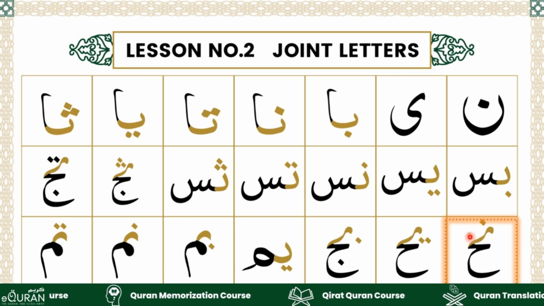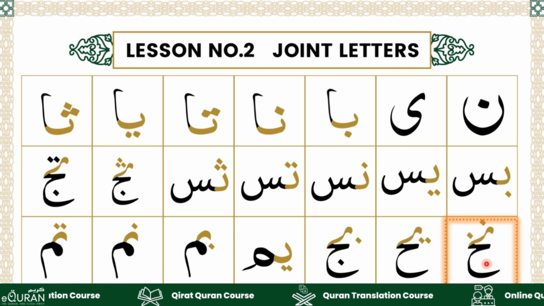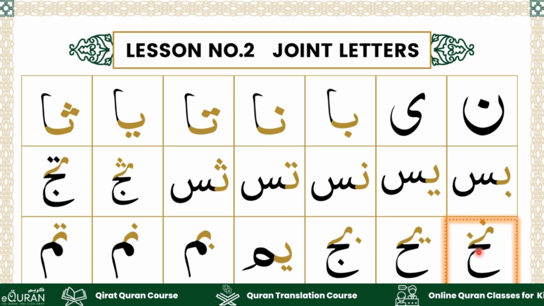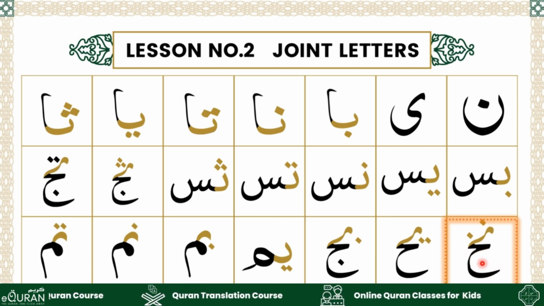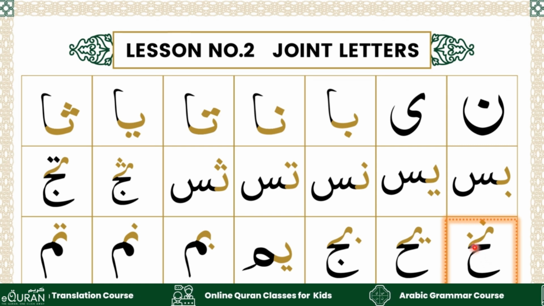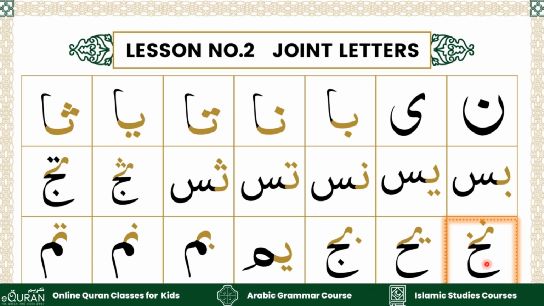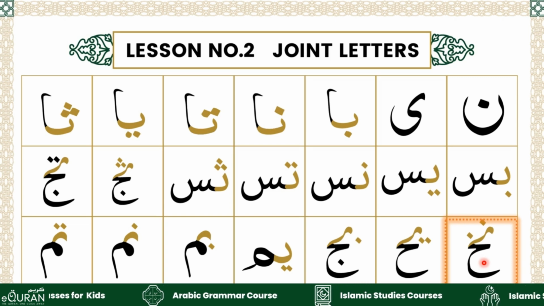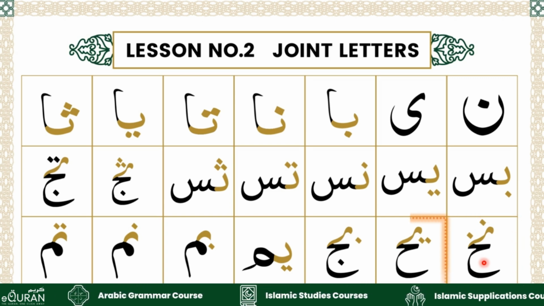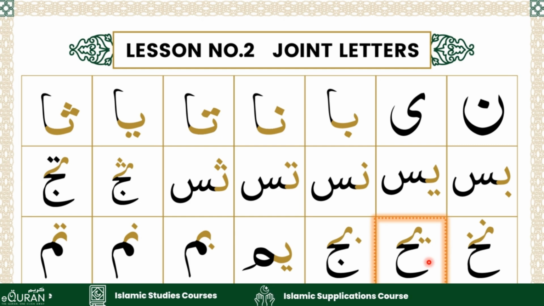This one letter has one dot up. We can understand that if this one letter were without a dot, it would be Ha, and if this one letter had one dot in the middle, then it would be Jeem. Now this one letter has one dot up, so we can understand this is Kha. Noon Kha. After the Noon Kha, next is the Ya Ha joint shape.